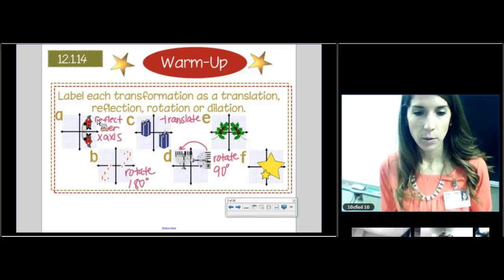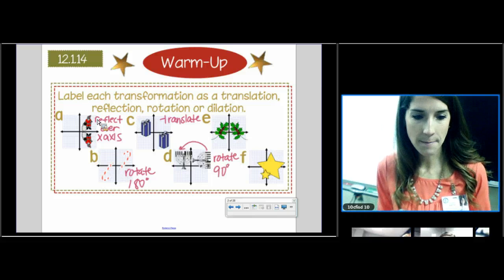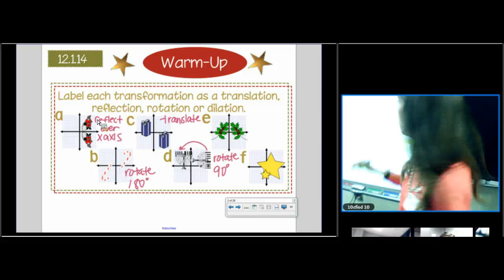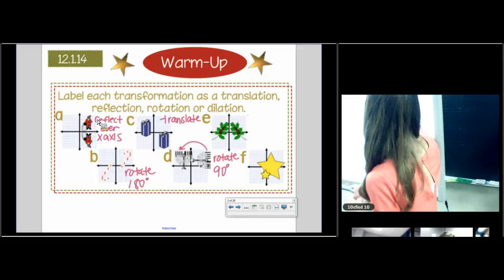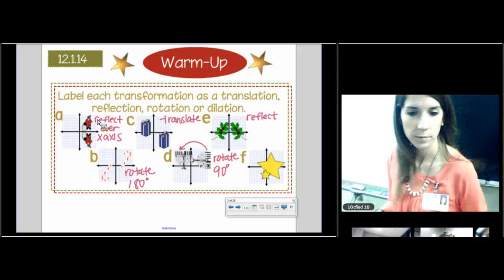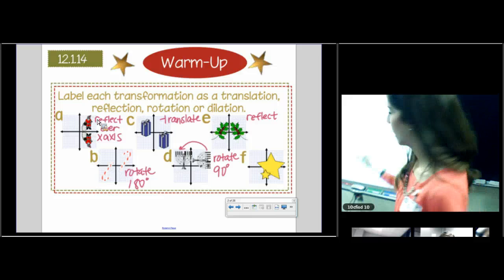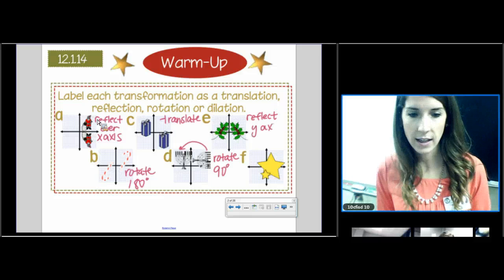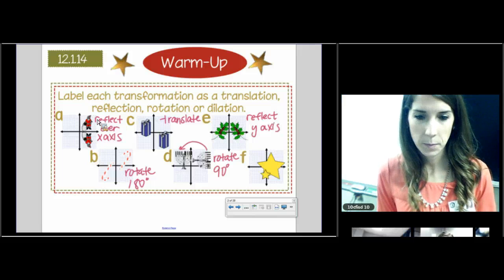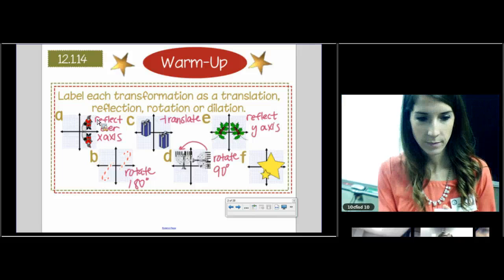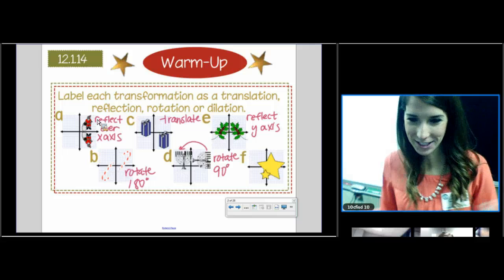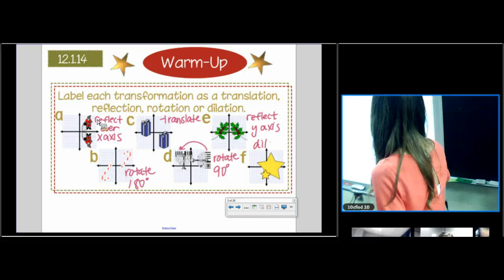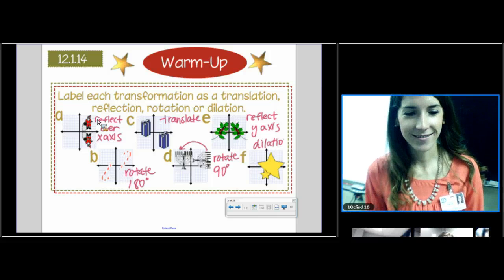Very nice. Relina, what about E? Yep, reflection, very nice. And Johan, what was it reflected over? Very nice, reflected over the y-axis. And Araceli, what is F? Very nice, by process of elimination, right? F is a dilation. Okay, all right, the unit's over, that's it.